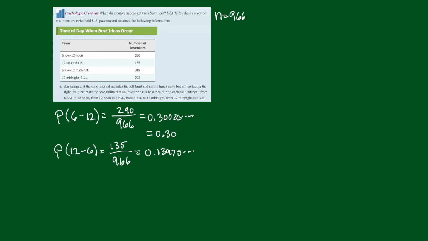0.13975... How about if we round this off to 0.14? So 14% of inventors get their best ideas between 12 noon and 6 p.m. All right, I think you can see how the other ones are going to go. We don't need to do everything here.